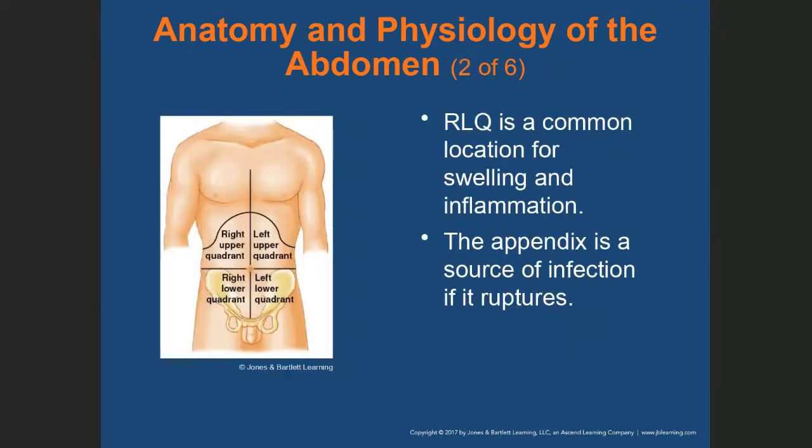Right lower quadrant is a common location for swelling and inflammation. The appendix is a source of infection if it ruptures. We will look a little closer at this when we cover medical emergencies. So I'm not going to go too deep into appendicitis right now. The focus is kind of on trauma.